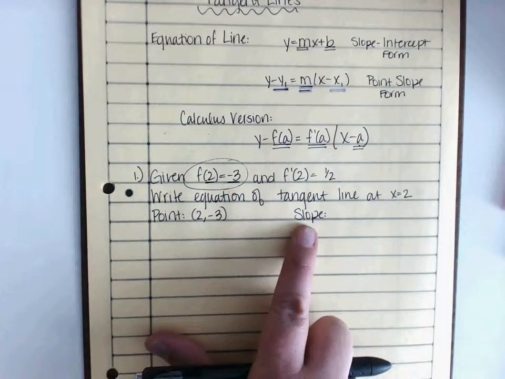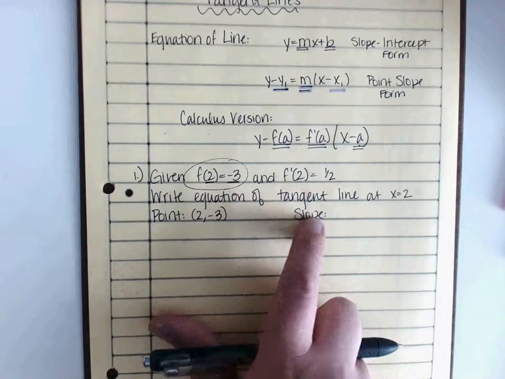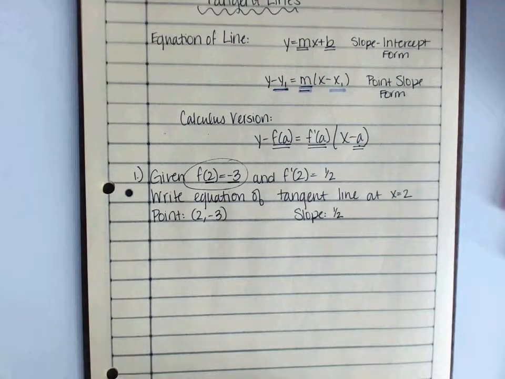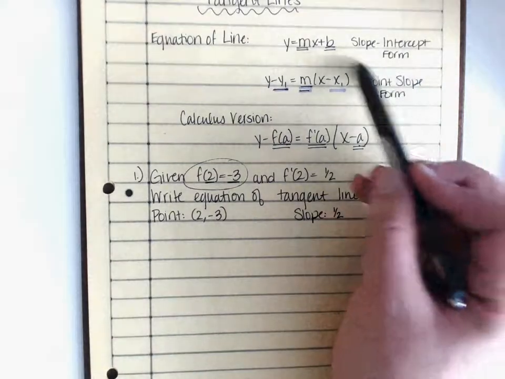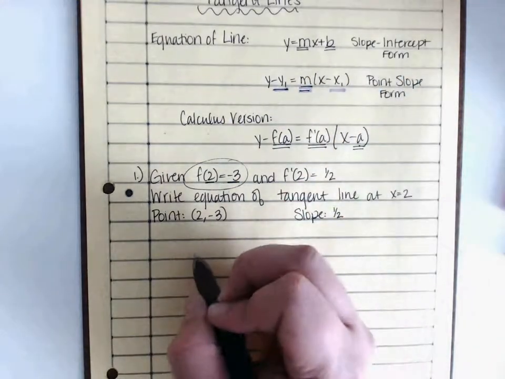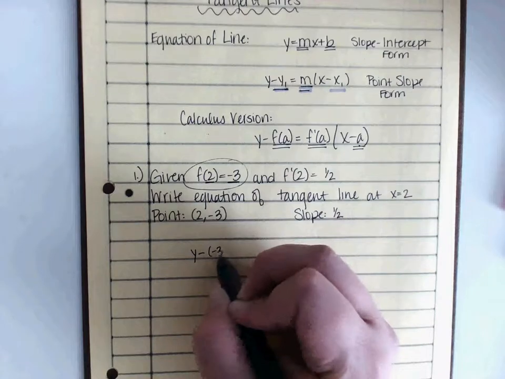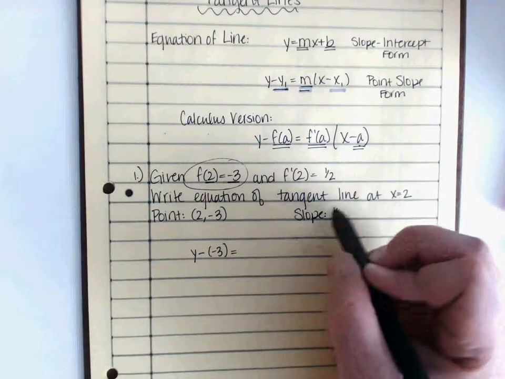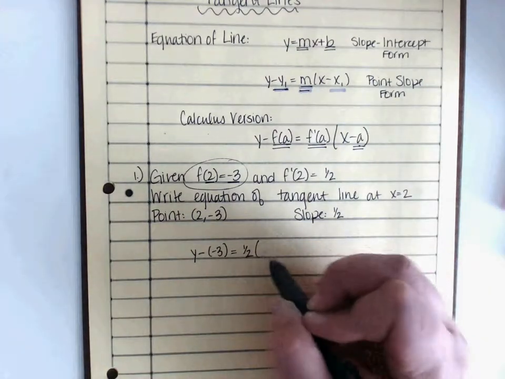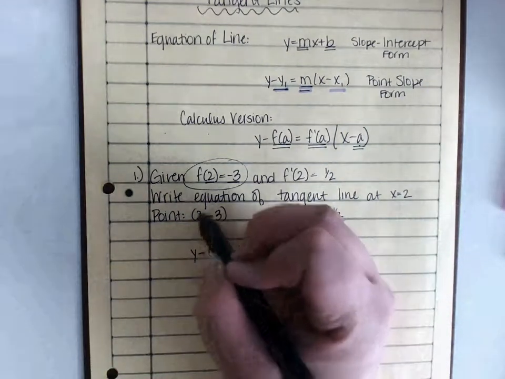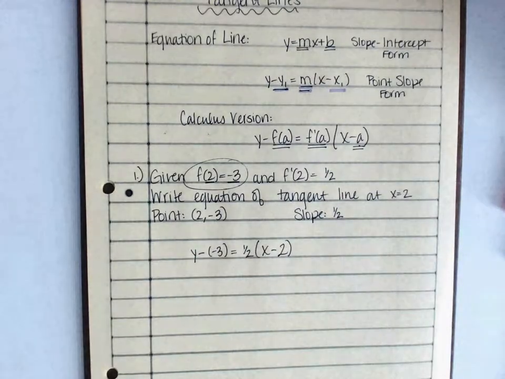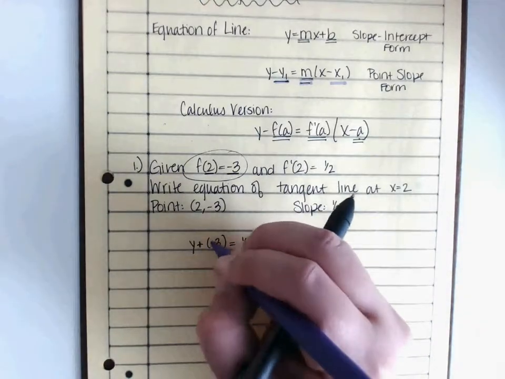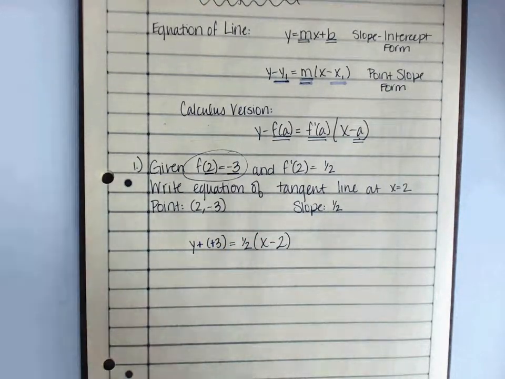Then my slope, well that's what f prime at 2 stands for, so my slope is going to be a half. Then from there, all you have to do is put your equation in point-slope form. So I'm going to do y minus y1, which is negative 3, equals the slope, 1/2 m, times x minus x1, which is 2. Now, obviously, if I have a minus negative, I'm going to switch that to a plus. So really, that's a y plus 3 on that side.